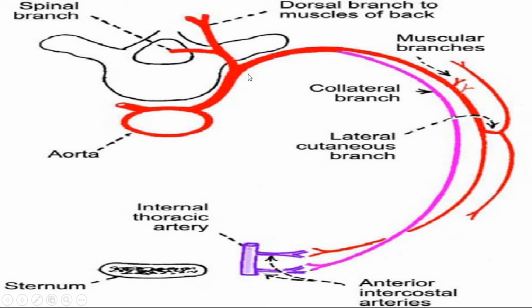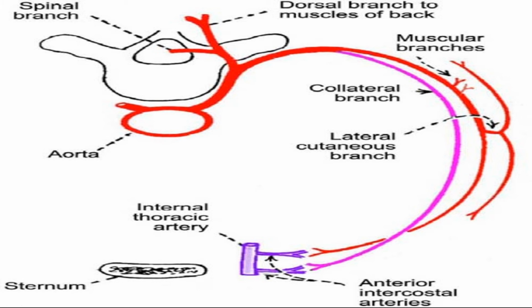The anterior ramus runs all over the intercostal space. It gives off one collateral branch, and both of the branches come and anastomose with the anterior intercostal arteries. These are muscular branches, these are muscular branches, and these are little cutaneous branches which supply the skin. So this dorsal ramus supplies the muscles of the back and spine, and the anterior rami supply the parietal pleura, skin, and anterolateral abdominal wall.